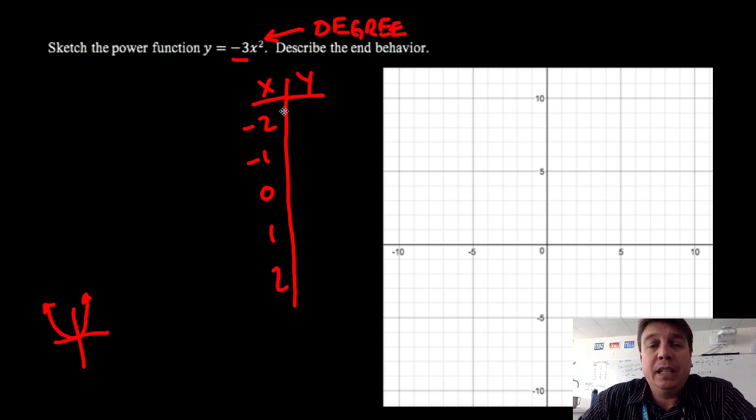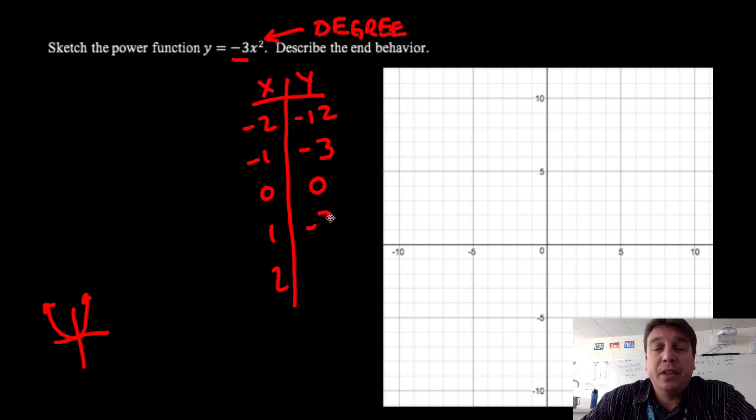If I put a negative 2 in there, negative 2 squared gives me 4, and 4 times negative 3 gives me negative 12. Substitute a negative 1 in there, that gives me 1, because negative 1 times itself is 1, and then times negative 3, so negative 3. Put a 0 in there, it's all good. Put a 1 in there, we square it, same exact thing. None of these numbers should be surprising, because this is a quadratic, and it is symmetric about the y-axis.